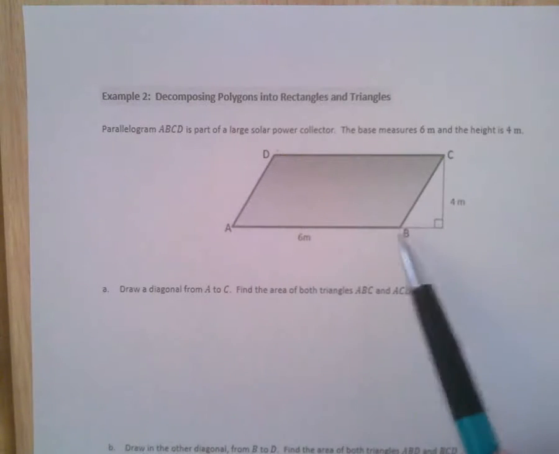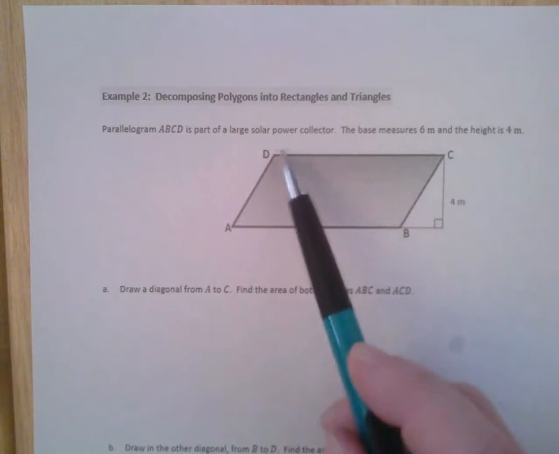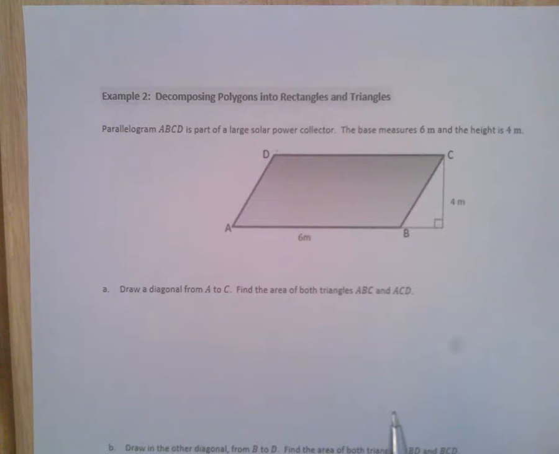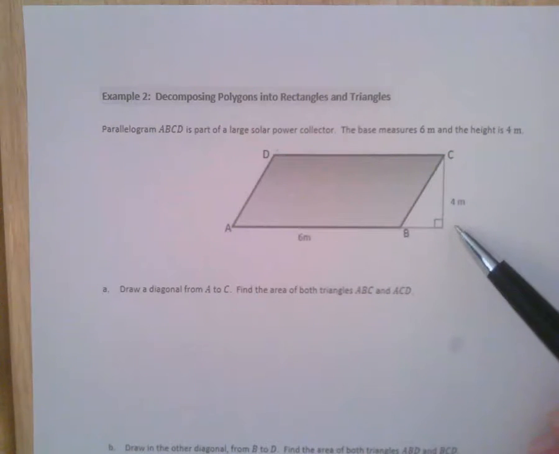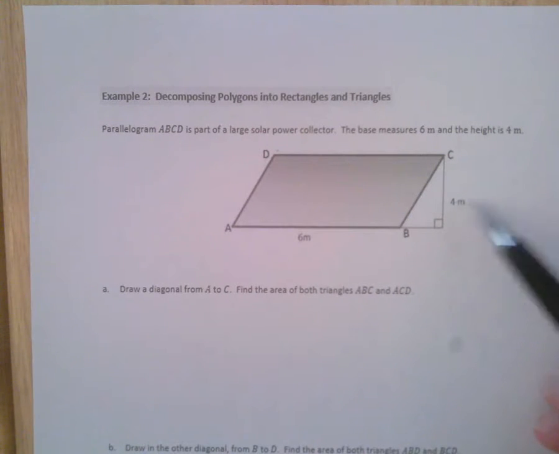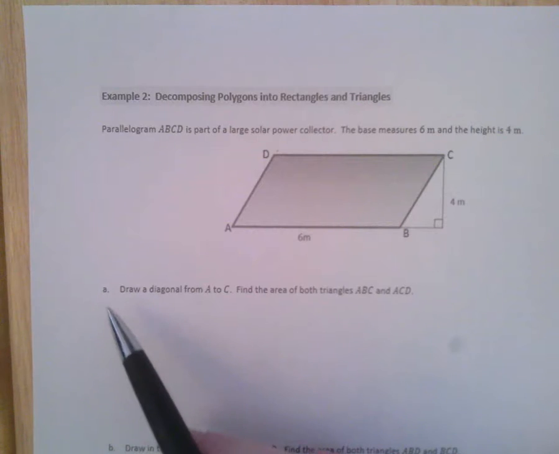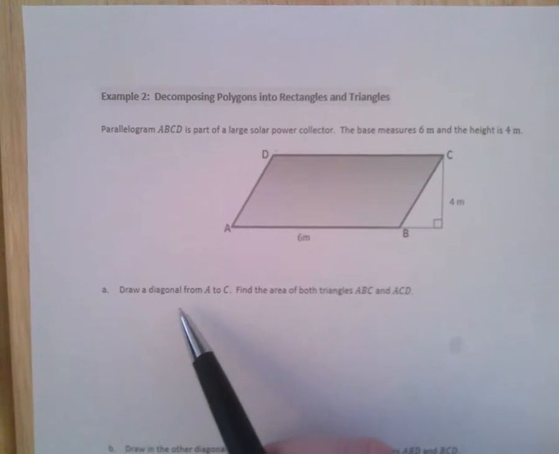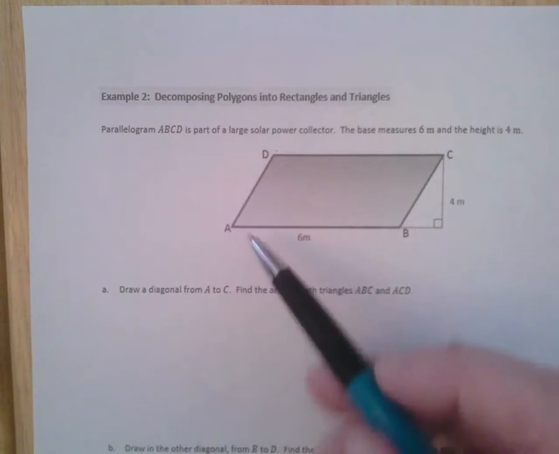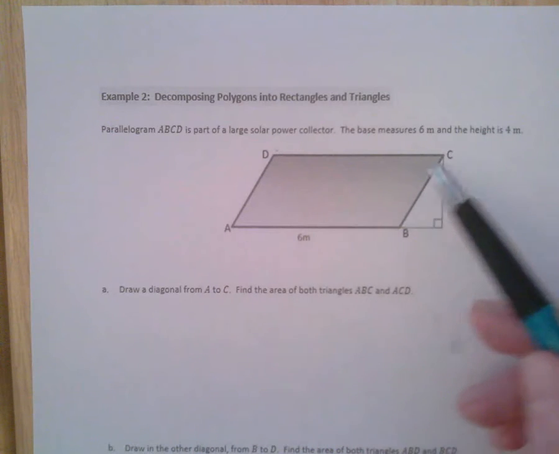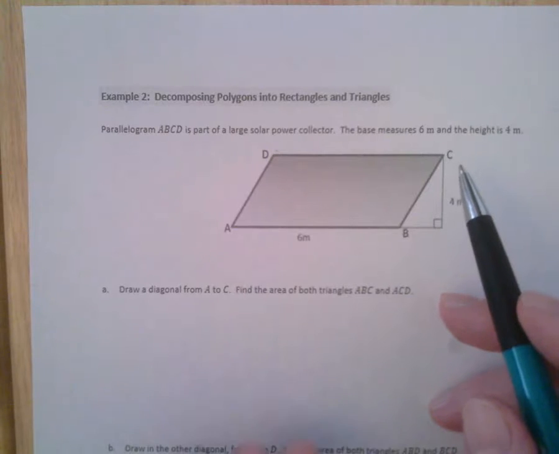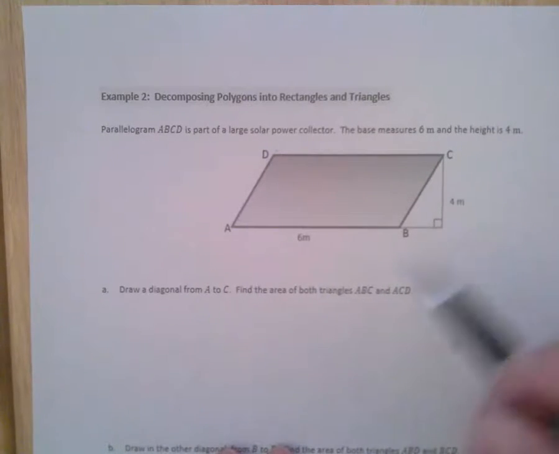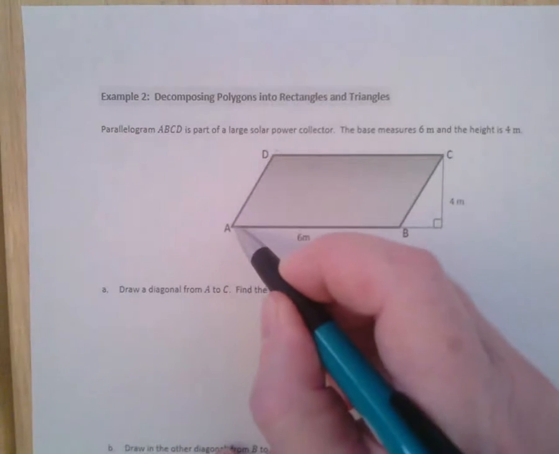Parallelogram ABCD is part of a large solar power collector. The base measures 6 meters and the height is 4 meters. A. Draw a diagonal from A to C and then find the area of the two triangles that you made. So the first thing that we're going to do is draw the diagonal from A to C.